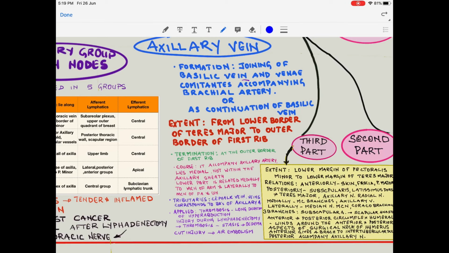Applied anatomy: thrombosis can occur, especially after long duration of hyperabduction at the shoulder joint, in those who are painting the ceiling and so on, or during lymphadenectomy, that is removal of lymph nodes, where the axillary vein can get damaged and lead to thrombosis. Thrombosis causes venous stasis and edema of the whole upper limb. Direct injury can result in air embolism. So these are the features of the axillary vein.